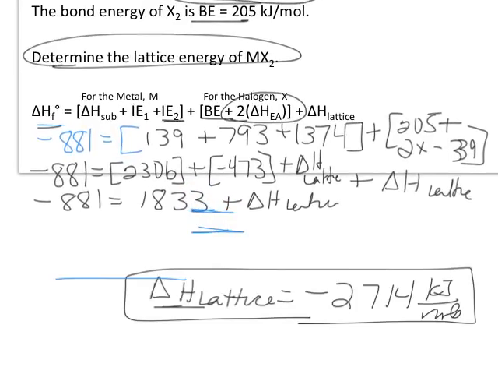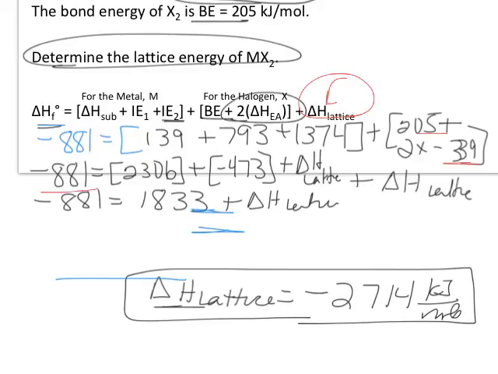And you just add all these together. 1,374 is your ionization energy 2. Looking above, you see the binding energy is 205. Your delta H of electron affinity is negative 339. And then what you're doing is you're solving for the delta H of the lattice energy. So then you plug and chug.